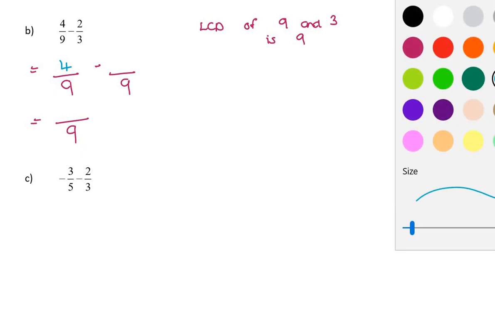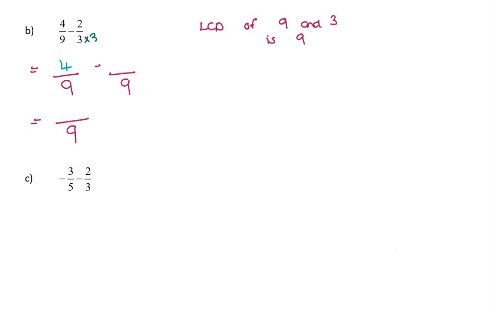Question B. Exactly the same idea. Can I convert these to having the same denominator? Well, the LCD of 9 and 3 is pretty easy, because that will be 9. 9 goes into itself and 3 goes into 9, which means my answer will be out of 9. Now what I'm going to do is say to myself, well, 4 over 9 is just 4 over 9. What do I have to do to 3 to get to a denominator of 9? I must multiply by 3, and 2 times 3 is 6.